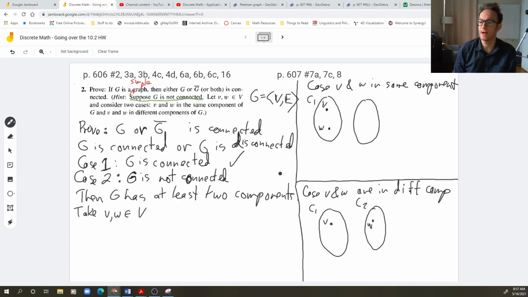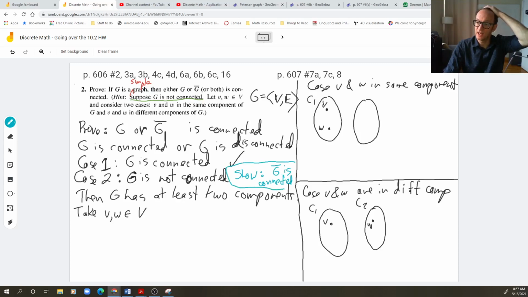Okay, so what am I trying to show again? Perhaps I should start there. What I'm trying to prove is that, it would be more clear if I put it right here. Now my strategy, having assumed that G is not connected, is I need to show that G complement is connected. And if I can do that, I'm done.